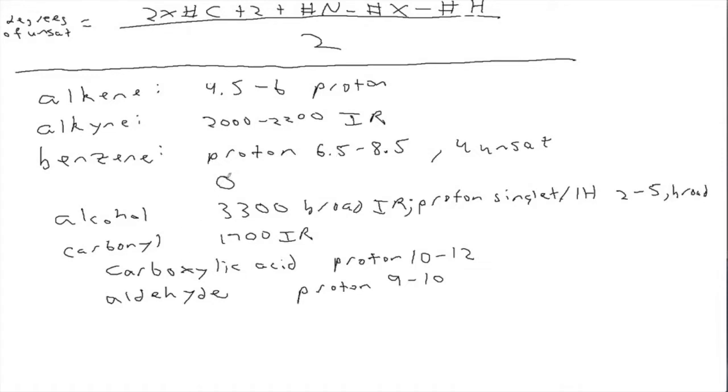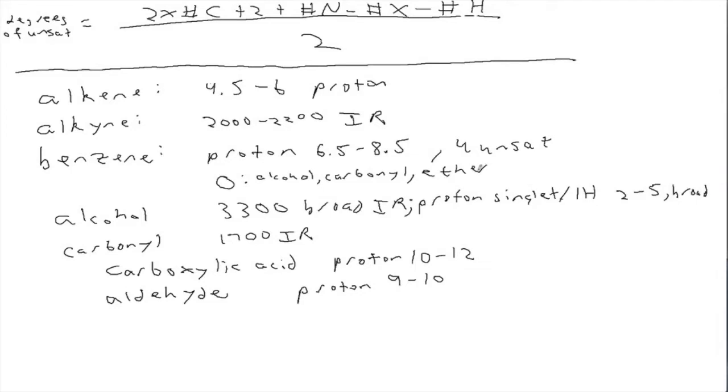If something has an oxygen, what else could it be besides an alcohol or something with a carbonyl? There's one other functional group that has oxygens besides alcohols and carbonyls. An ether. An ether, that's right.